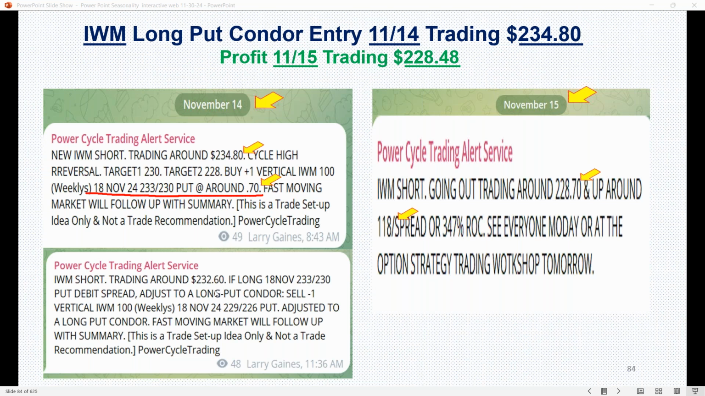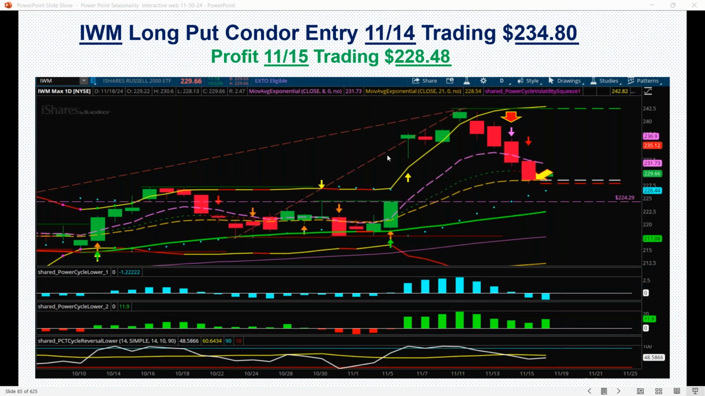And then what we did, we adjusted this a little bit later in the day right here into a put condor. Sent out this alert, said to adjust to a put condor. So I told you how to do that. And then the next day, the 15th, it dropped down to 228.70. It was trading at 118, 120, profit per spread up 347% return on that. So that was a quick in and out trade that we did on the Russell not too long ago. Here's that trade, short entry right there. Here's your 21 EMA, that was our target, hit that and pretty much stopped.